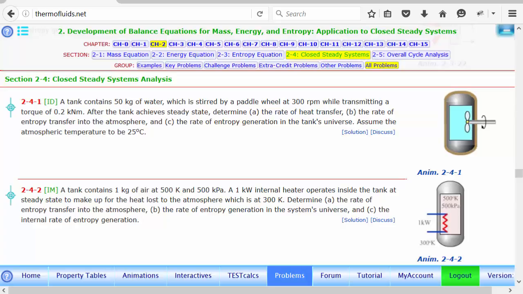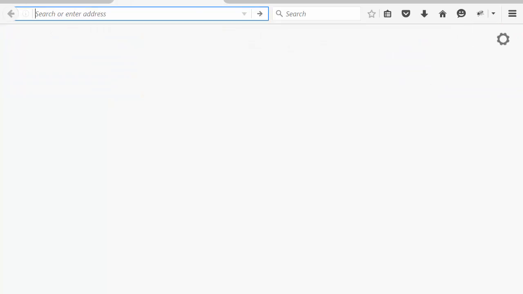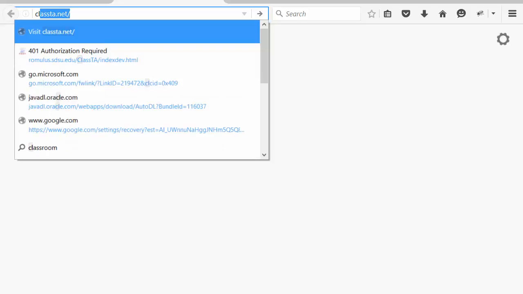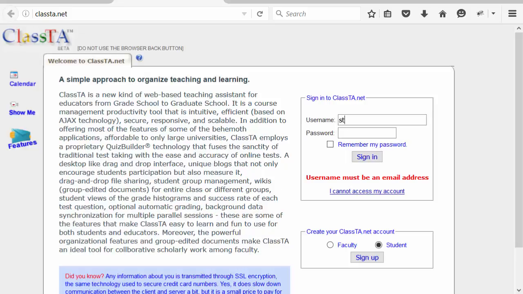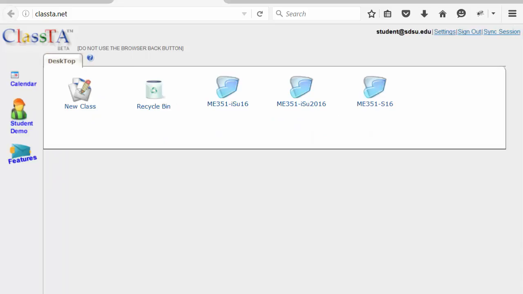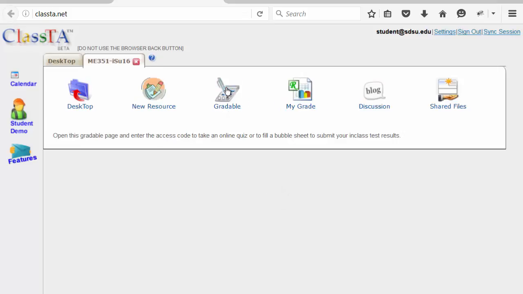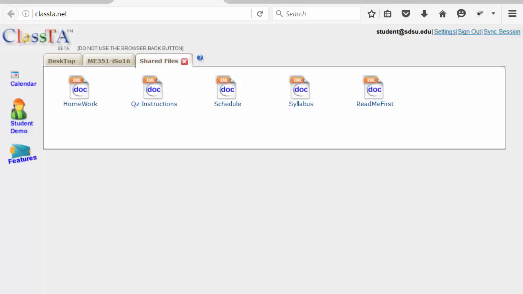So what are the assigned problems? For that, you have to go to class TA and log in there. Again, I'm assuming you already have an account there, student at stsu.edu. Okay, and since we have already joined the class, you will see this class icon. Open that.